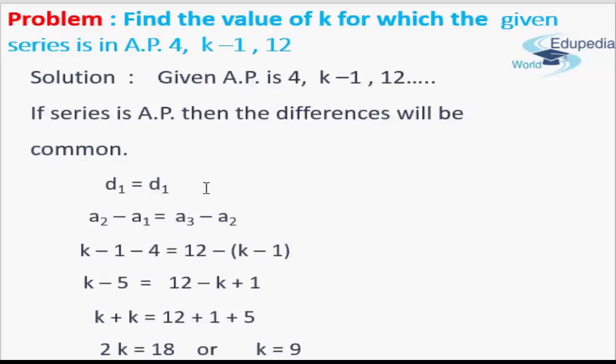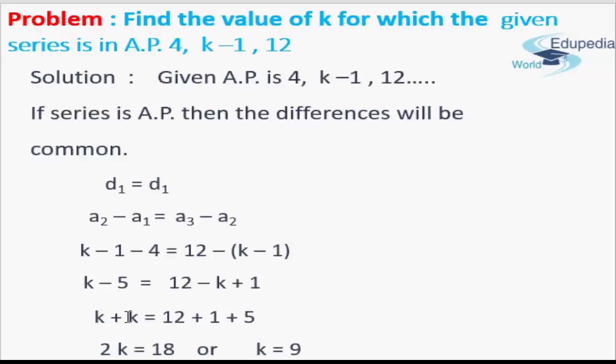We take the second term, k minus 1, and subtract the first term, 4, from it. We take the third term 12 and subtract the second term k minus 1 from it. So we have this really simple equation: k minus 1 minus 4 is equal to 12 minus (k minus 1). Multiply the bracket by negative, you get minus k plus 1. Then minus 1 and minus 4 give minus 5 over here.